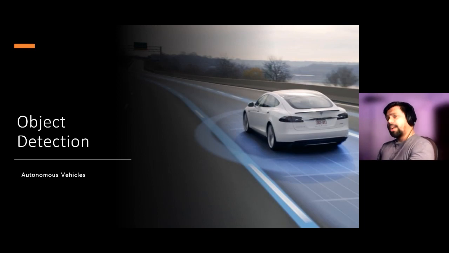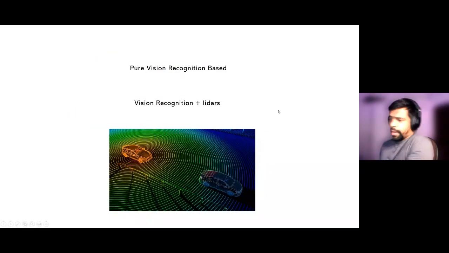So I think when it comes to object detection in modern computer vision, autonomous vehicles are very much using computer vision to drive their cars automatically. And in the industry of autonomous driving, there's a debate as well, because some manufacturers and companies say that they can do it through pure vision recognition. That means without any sensors, through the car's cameras.